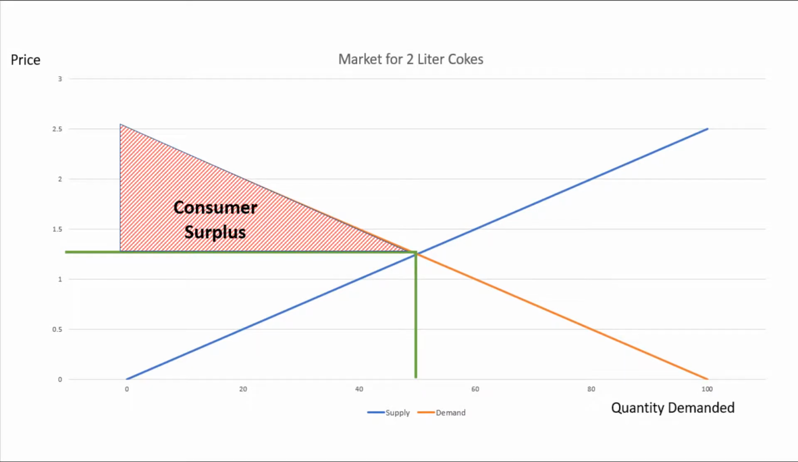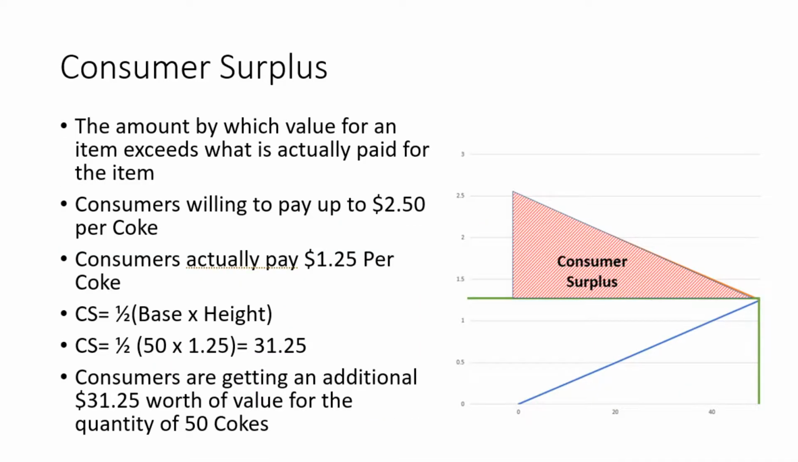Using the market equilibrium, we will first examine the consumer surplus. Consumer surplus is defined as the amount by which value for an item exceeds what is actually paid for the item. This is shown on our graph in that consumers would be willing to pay up to $2.50 for a 2-liter of Coke, but at equilibrium would only have to pay $1.25.